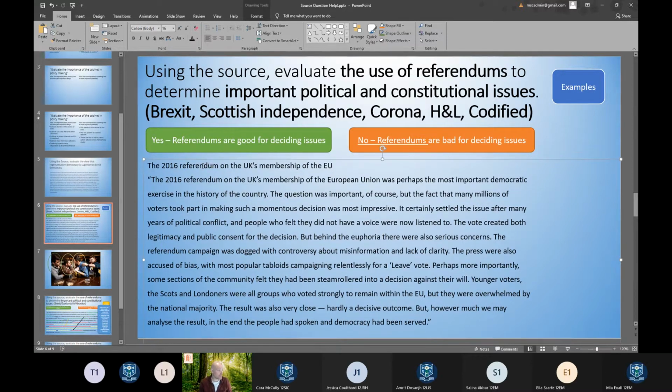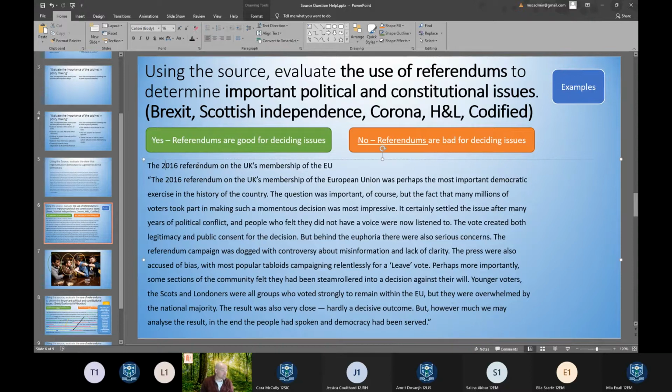So here we go. I'm going to read through the source, and I'm going to color in the text as I go. Anything that I think is arguing yes, they're good, I'm going to put in green. Anything that I think says no, they're bad, I'm going to put in an orangey red. And anything that I think is just a useful example that I can talk about in my essay, I'm going to put in blue. And if I was doing this in the actual exam, either I'd make a little table and write it out, or I'd highlight it using a highlighter.